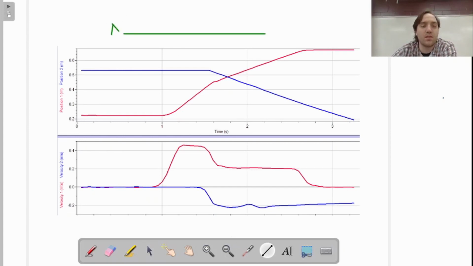These graphs were generated using a lab setup with a track like so, and on either end a motion sensor. The two carts were placed on the track then, like so, and then set to collide into each other.